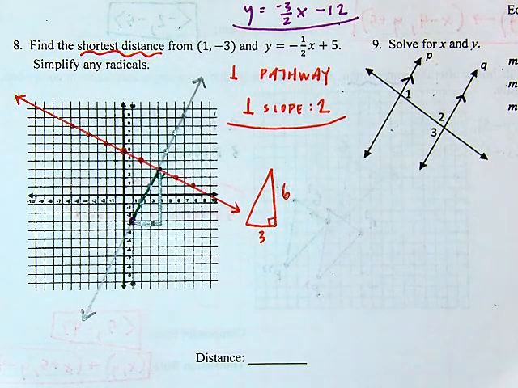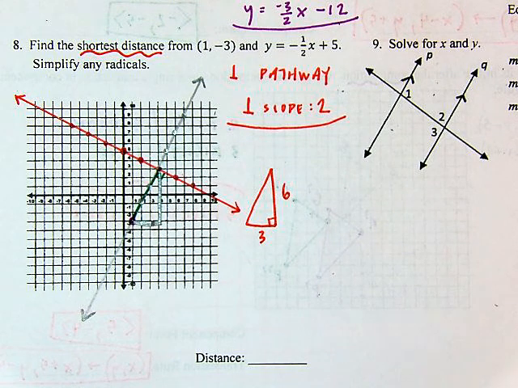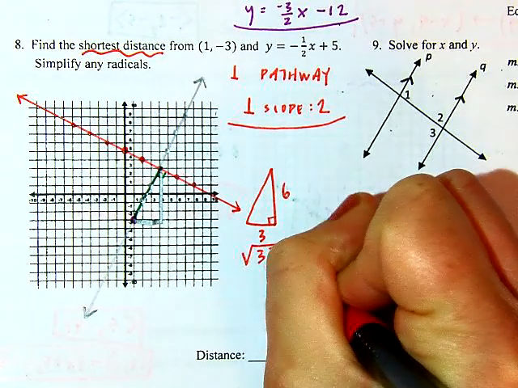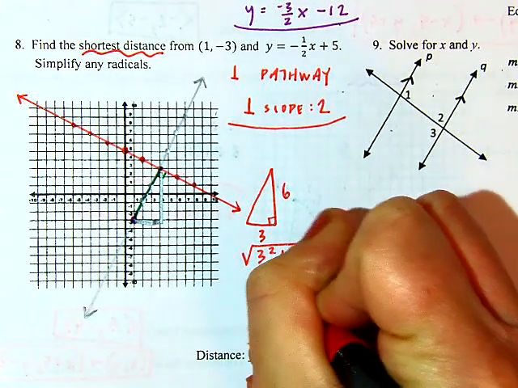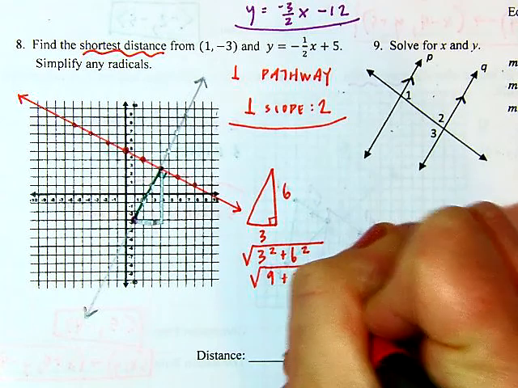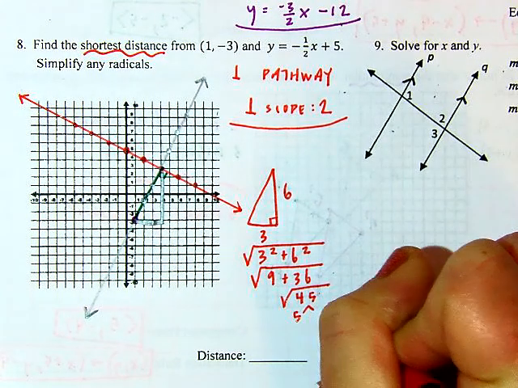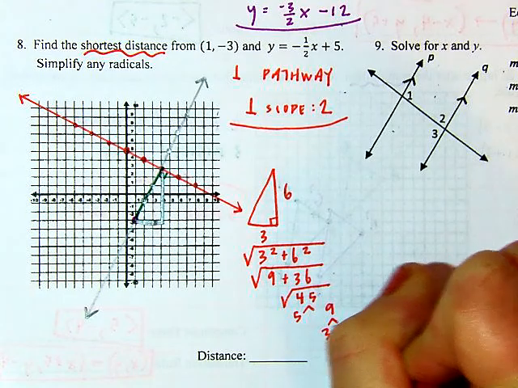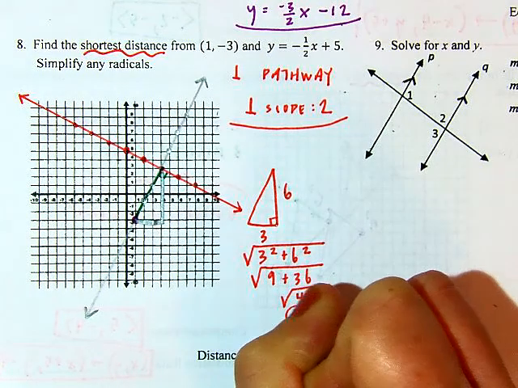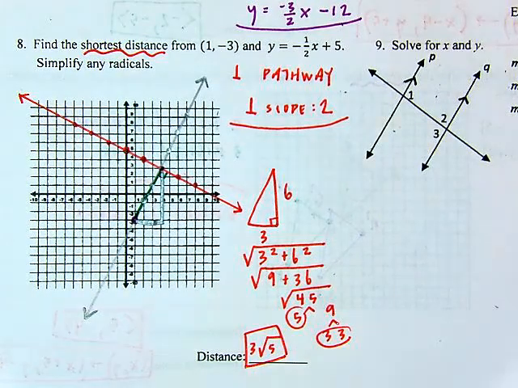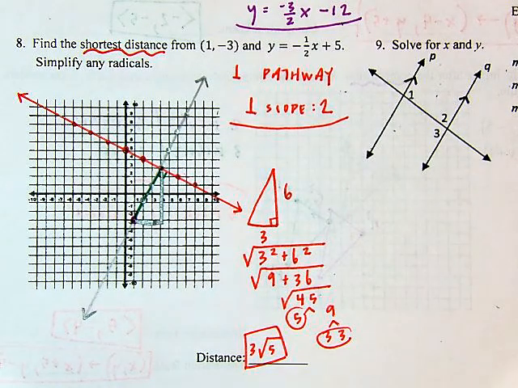So Pythagorean Theorem is a squared plus b squared equals c squared. We've shown how we solve for c. C is equal to the square root of a squared plus b squared. So I'm just looking at what is the square root of 3 squared plus 6 squared. So 9 plus 36, square root of 45. Well, that's 5 times 9. That 9 gives us a pair of 3's. So our distance would be 3 root 5. All right, one more problem.